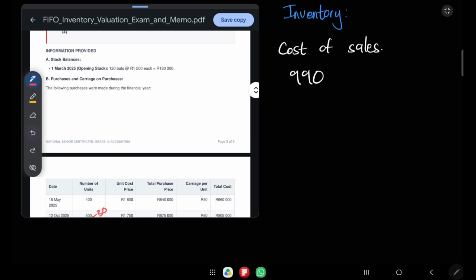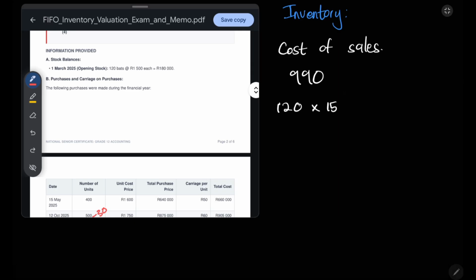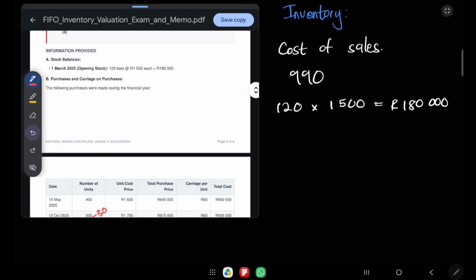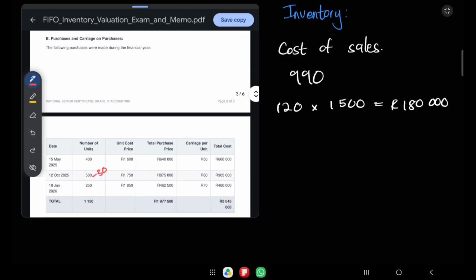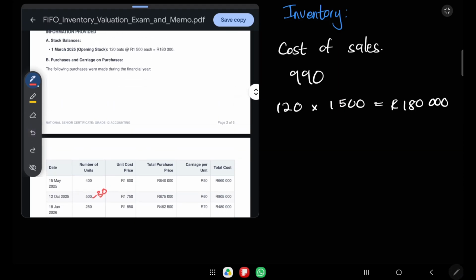Okay, let's find the value of our opening stock. It's 120 times 1,500, which is 180,000. They've already given us our values, so you don't need to calculate. But then again, I said play around with your figures so that they make sense to you. So guys, that means from this 990 units, the first 120 you sold came from your opening stock because you sold it first. Okay, let's move to B. We have our purchases.